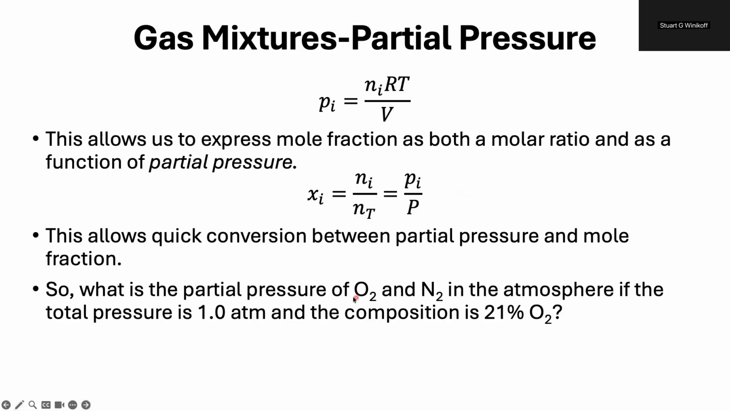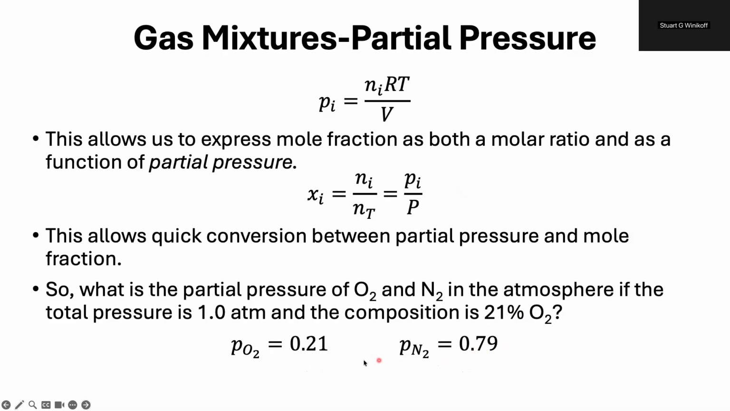So for example, if I'm looking at atmospheric composition, the atmosphere is composed mostly of oxygen and nitrogen, and it's about 21%, or a mole fraction of 0.21, oxygen. So if the total pressure is 1 atm, a good definition of the pressure of the atmosphere, then just by inserting into this expression, I can determine the partial pressure of oxygen is about 0.21 atmospheres, and the partial pressure of nitrogen is about 0.79.